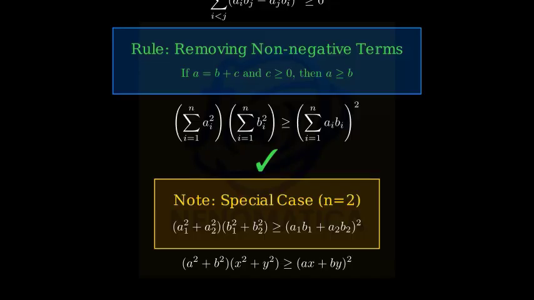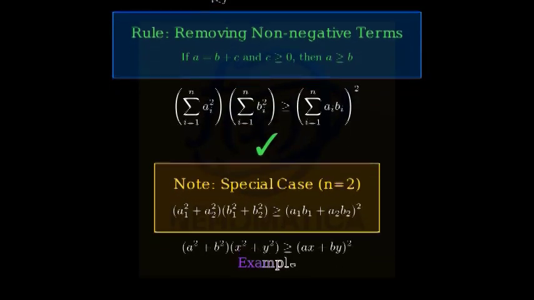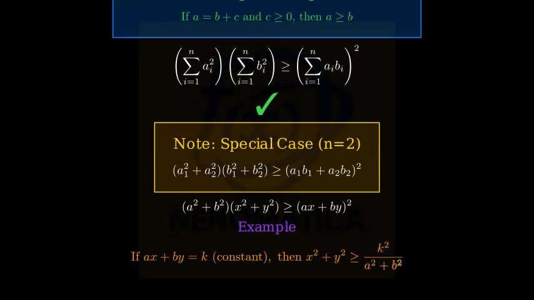Let's consider an application of this inequality. If ax plus by equals k, where k is a constant, then x squared plus y squared is greater than or equal to k squared divided by a squared plus b squared. To prove this, we apply the Cauchy-Schwarz inequality to our constraint.